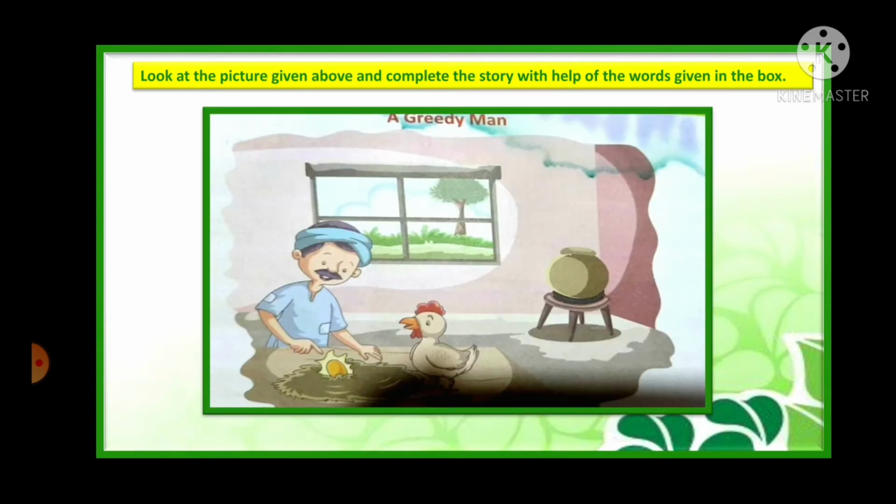Now let us see one example. Look at the picture given above and complete the story with the help of the words given in the box. So they have provided us with a picture and a story and some words, and we need to fill up the story with correct words, right? So how will we do that?